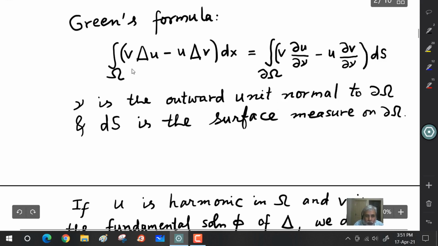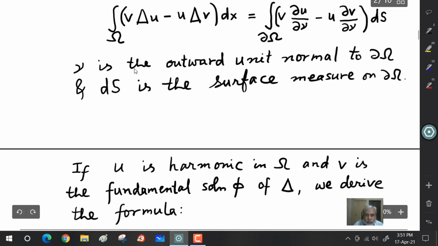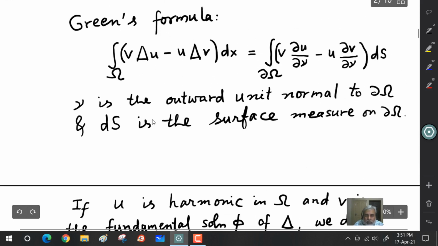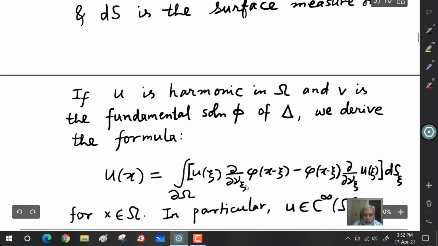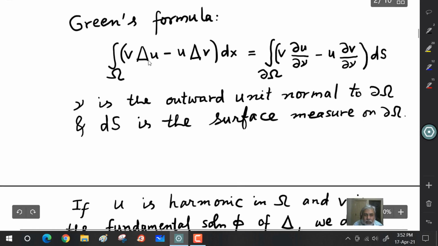Okay, now we apply this Green's formula to the following situation. We take u a harmonic function in omega and take v as the fundamental solution, call it phi. So this we discussed in the first part of this course, and will also be discussed a little bit even in the second part. So the fundamental solution phi of the Laplacian, and then we derive this formula. So you apply here.